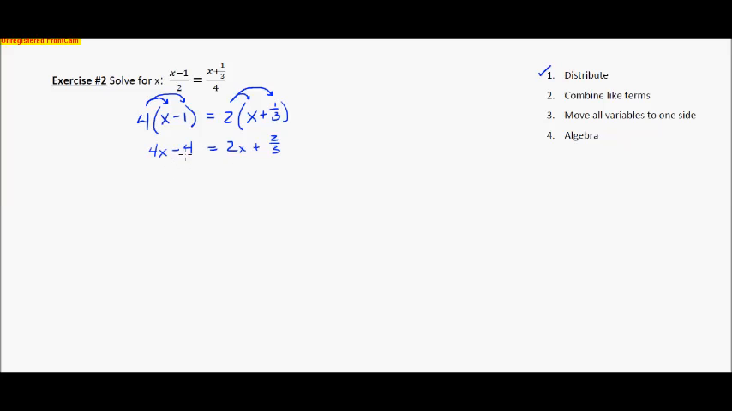We're going to combine like terms. Now I look on the left side of this equation, there's no like terms to combine. I look on the right side and there's no like terms to combine, so check that off.